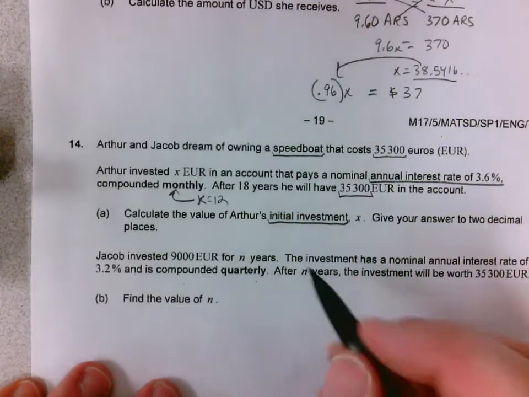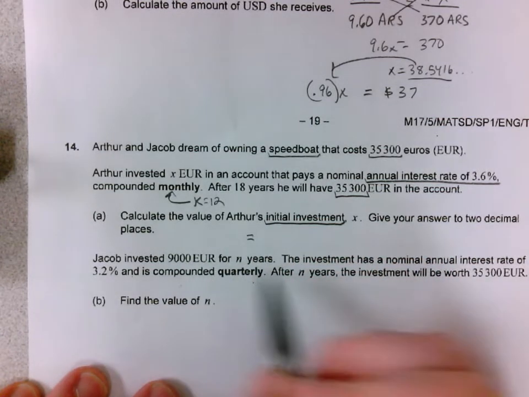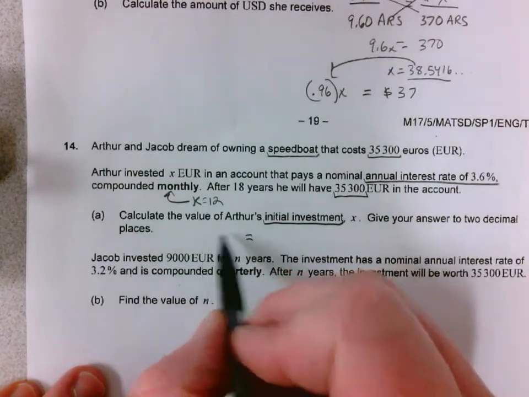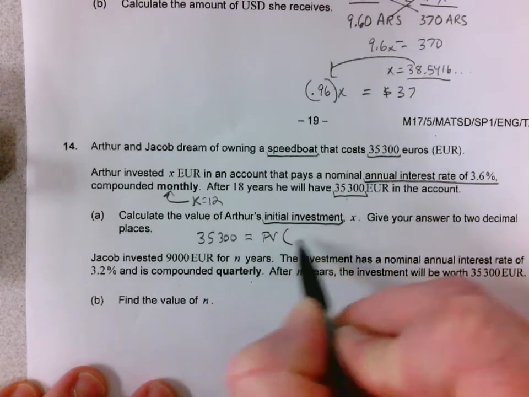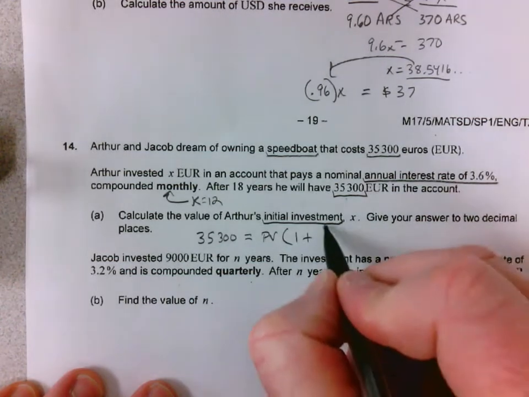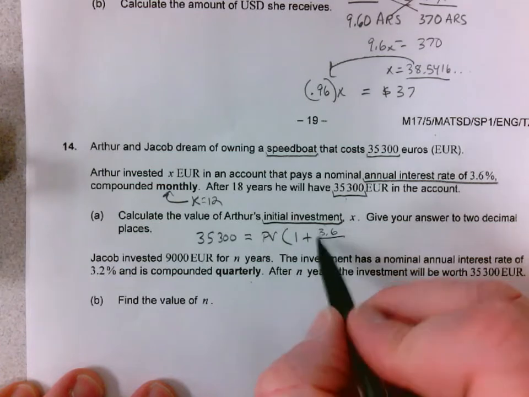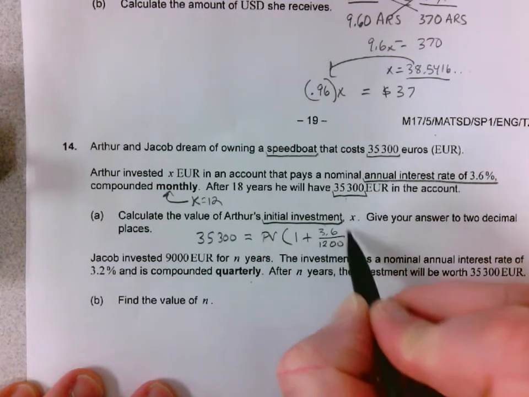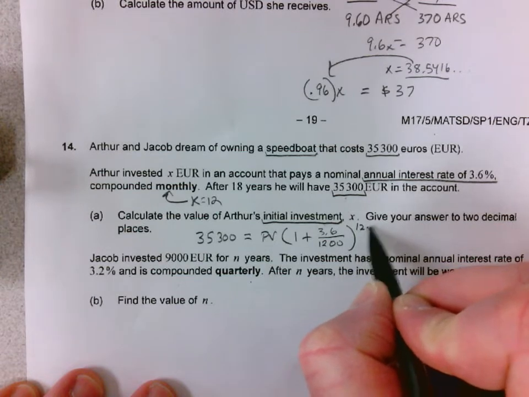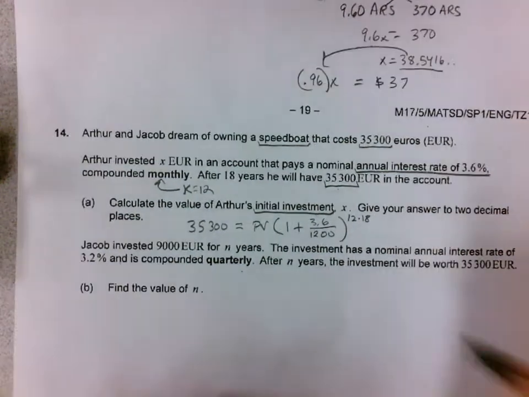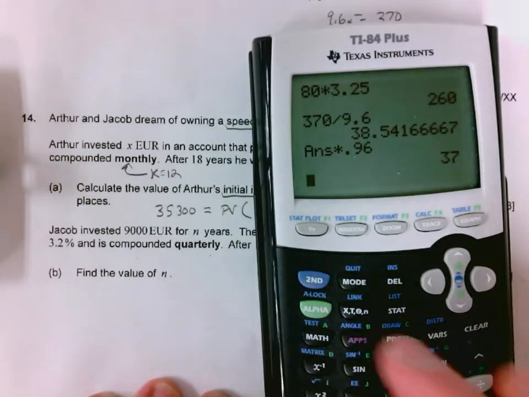If you're using the formula and not your finance button on your calculator, the future value is 35,300. We're finding the present value. The rate is 3.6, K is 12, so 12 times 100 is 1200, raised to the 12 times 18. So that's 180 up there. So you can do it this way and divide, but I'm going to do this using my finance app. This is a little more practice.